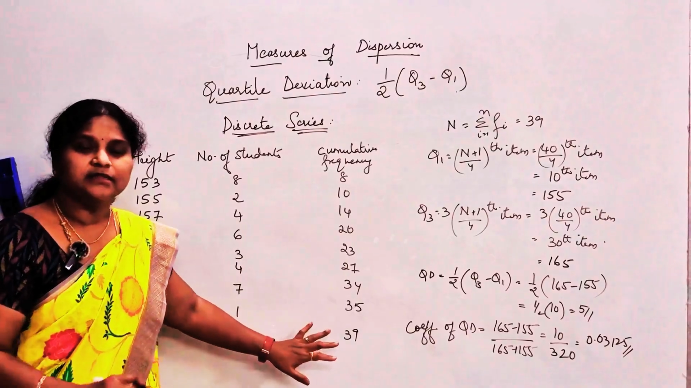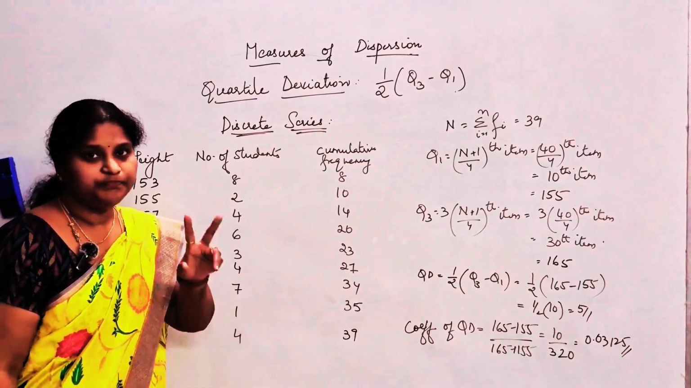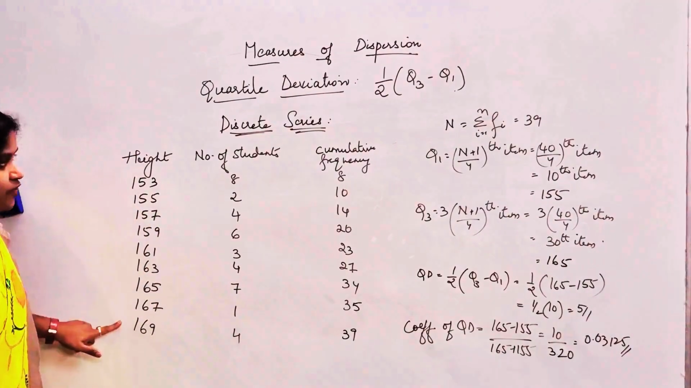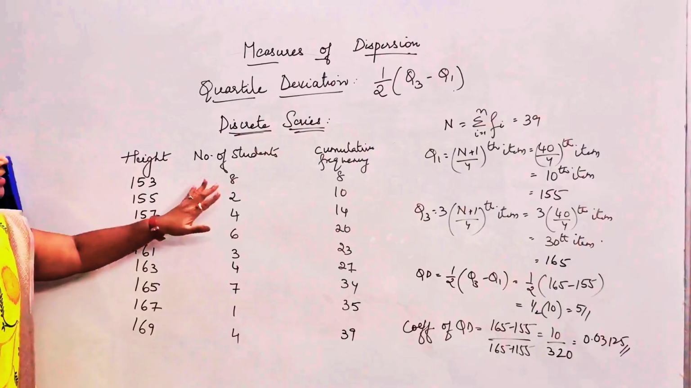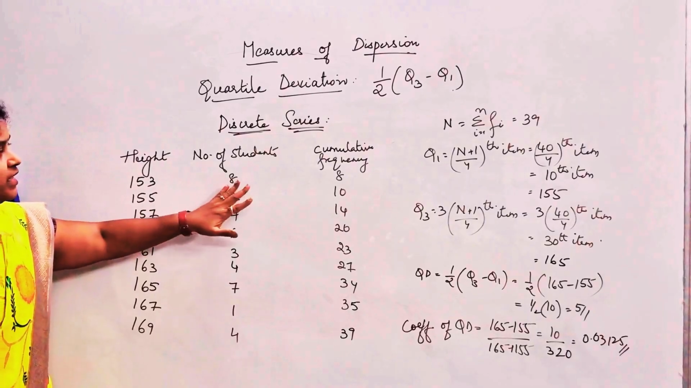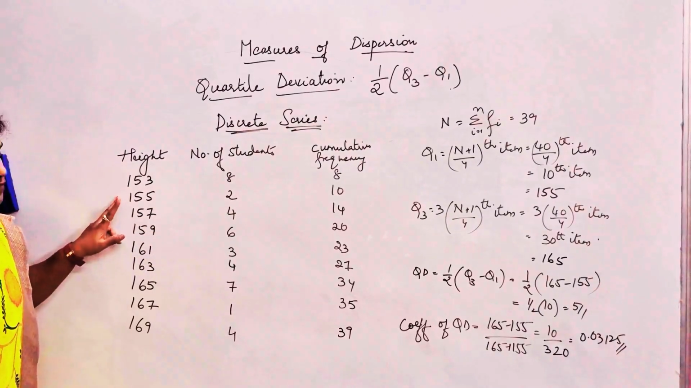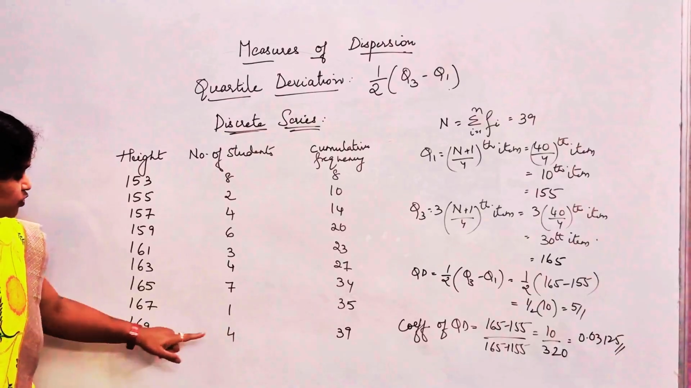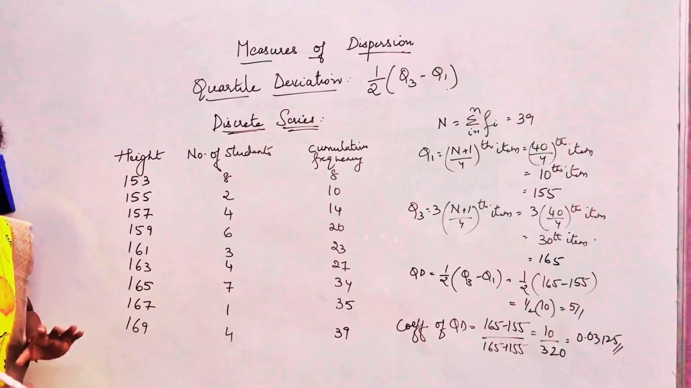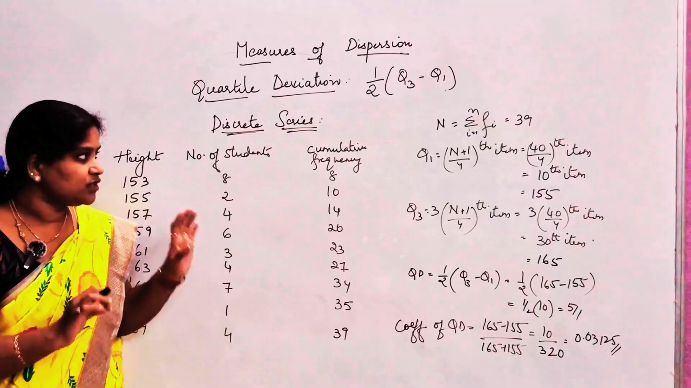Let us consider this example for discrete series. We have taken heights of 9 students and the frequency of each height. Totally 8 students are of height 153, 2 students are of height 155, so on. 4 students are of height 169. We need to find out the quartile deviation for this data.